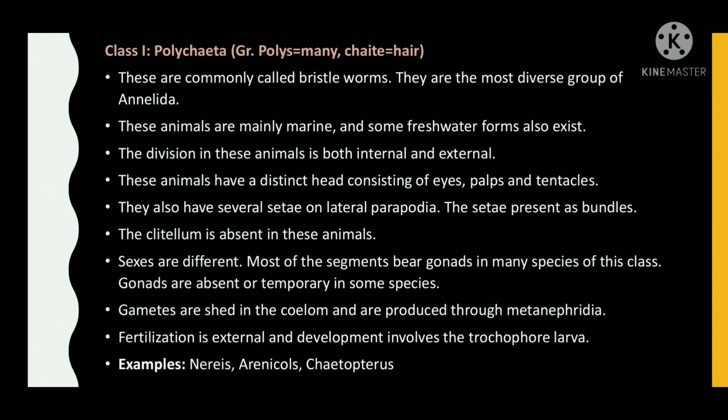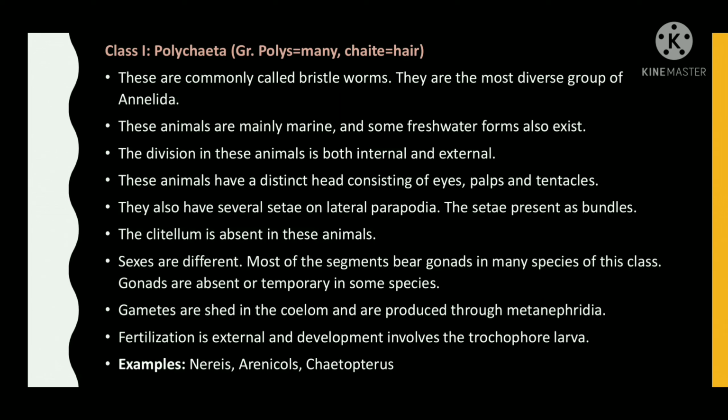Class 1 Polychaeta. Poly means many, chaeta means hair. These are commonly called bristle worms. They are the most diverse group of Annelida. These animals are mainly marine and some freshwater forms also exist. The division in these animals is both internal and external. They have a distinct head consisting of eyes, palps and tentacles. They also have several setae on lateral parapodia. The setae are present as bundles. The clitellum is absent in these animals.